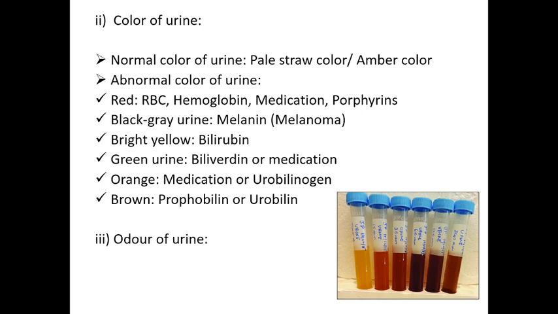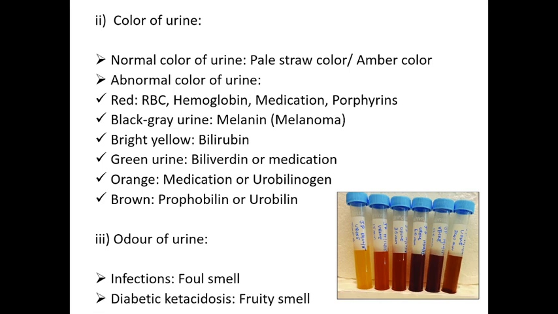Right. So now we'll see the odor of urine. So if there are any urinary tract infections, the urine will be foul smelling. And in diabetic ketoacidosis, since the person loses ketone bodies in urine, the urine has the smell of ketone bodies like acetone and acetoacetic acid. So therefore, in diabetic ketoacidosis, the urine is fruity in smell.